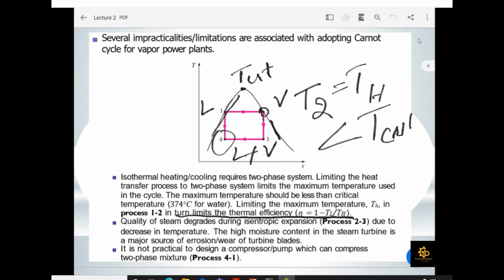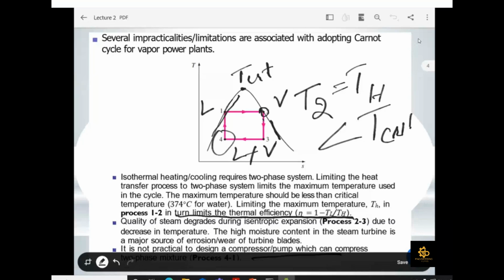And it is not practical, if you just read this line, to design a compressor which can compress a two phase liquid. So here we are going to compress the two phase liquid in the Carnot cycle, and it is not practical to design such a compressor or such a pump which can compress a two phase liquid. So these are some limitations of why we are not using the Carnot cycle in our steam power plants.